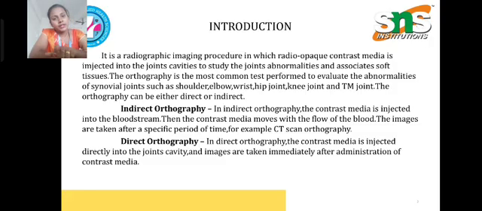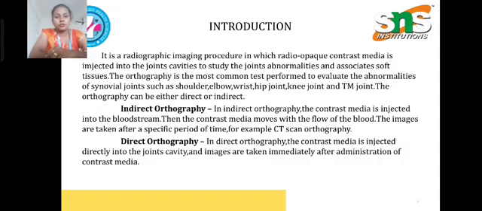Arthrography can be either direct or indirect. In indirect arthrography, the contrast media is injected into the bloodstream. Through the bloodstream, the contrast media flows into the blood vessels around the joint cavities, and the images are taken after a specific period of time. For example, in a CT scan machine, arthrography can be performed well.